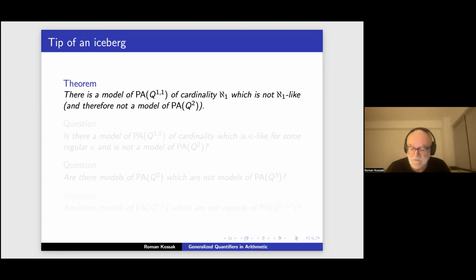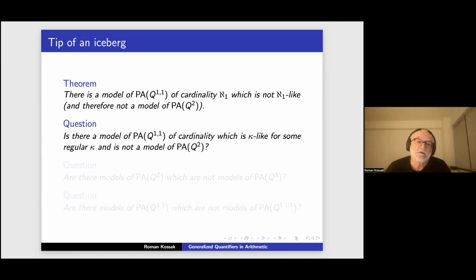And there is a list of questions. So here are the questions. Is there a model of cardinality kappa which is kappa-like for some regular kappa, but it's not a model of PAQ squared? This perhaps looks similar to what I was asking about. We don't really know what all models of PAQ squared look like. We only know those models that Schmerl and Simpson constructed. But are there any others? What do they look like? What kind of properties do they have? We don't know. So in particular, if a model of PAQ11 is kappa-like, does it have to be a model of PAQ squared? Unlike the one in the theorem above.